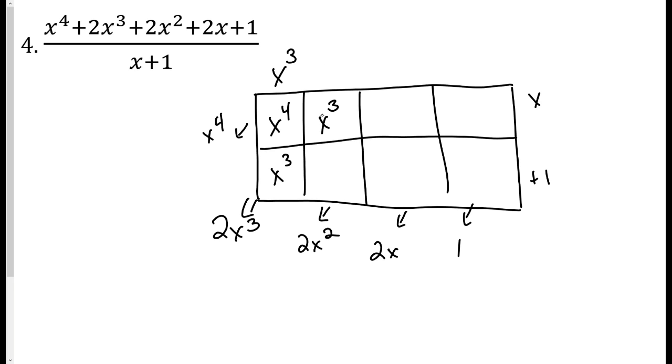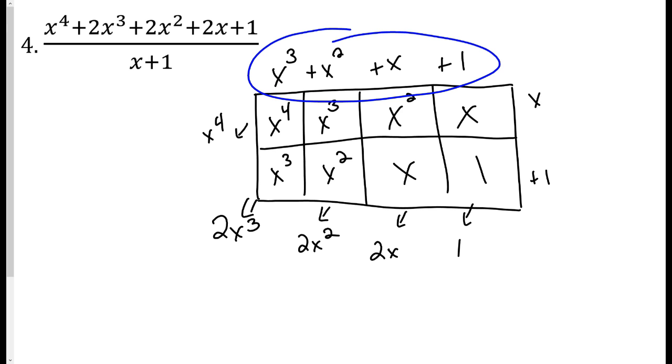What times x gives me x cubed plus x squared? Multiply through. I want 2x squared from this diagonal, so that had to have been an x squared. What times x gives me x squared? Plus x. Multiply through. I want 2x from that diagonal, but I don't have that, so I need to put another 1x there. What times x gives me x? Plus 1. 1 times 1 is 1. So the quotient is x cubed plus x squared plus x plus 1.